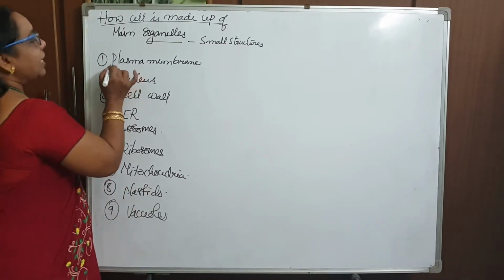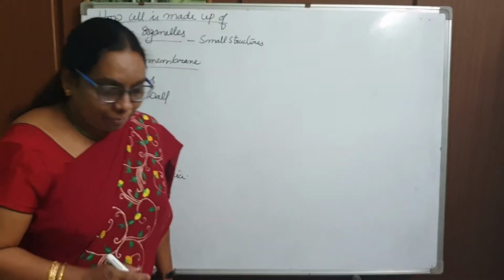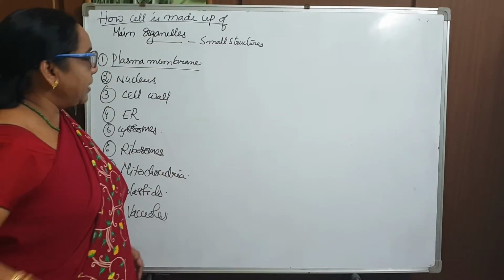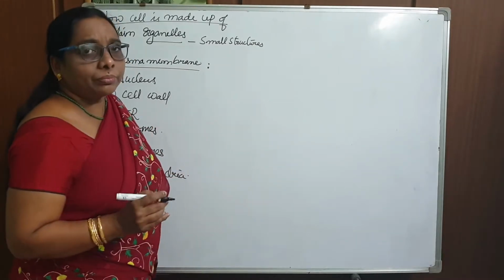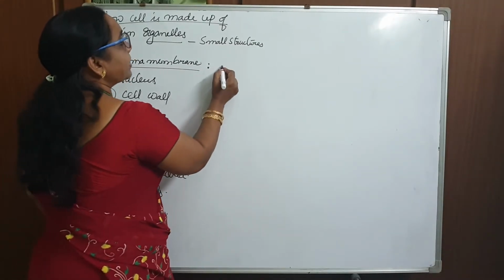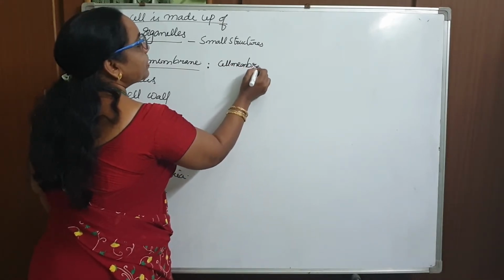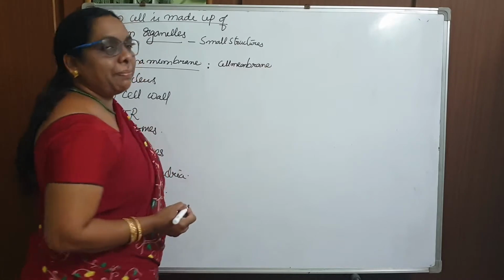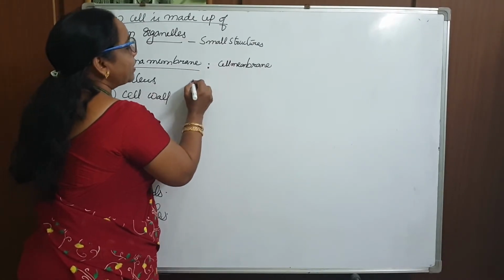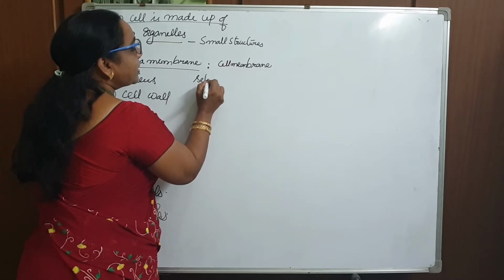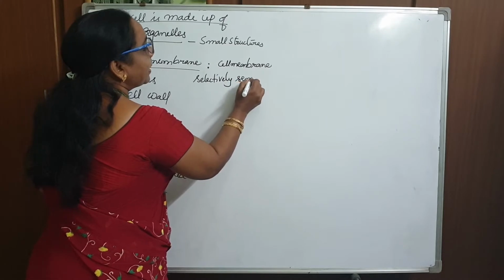In today's class, let me explain about the plasma membrane. It is one of the main important organelles which is present inside the cell. The first one is the plasma membrane. This is also called the cell membrane. There is another name for this plasma membrane, and this is also called the selectively semi-permeable membrane.